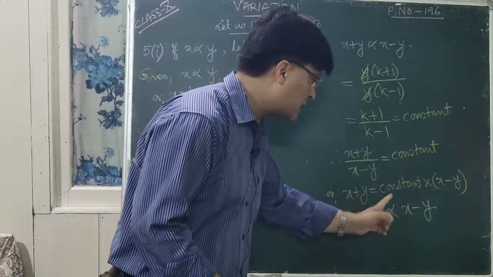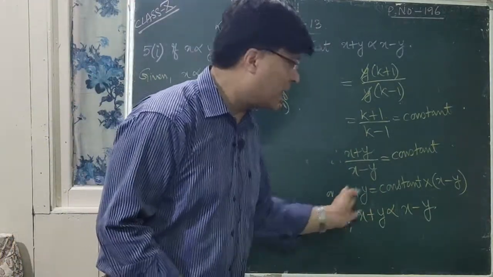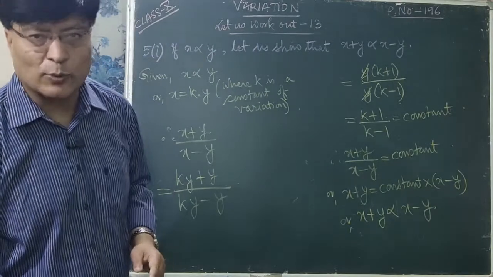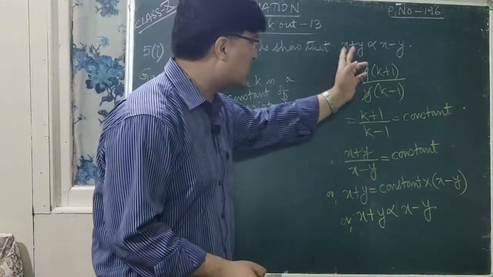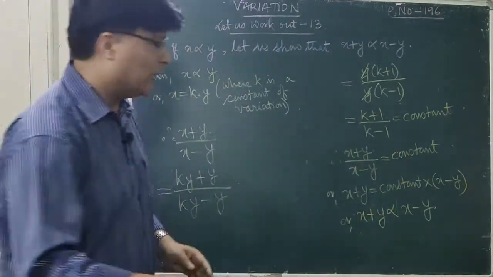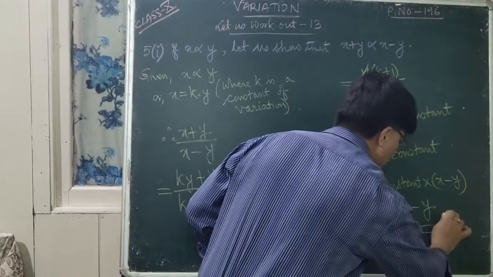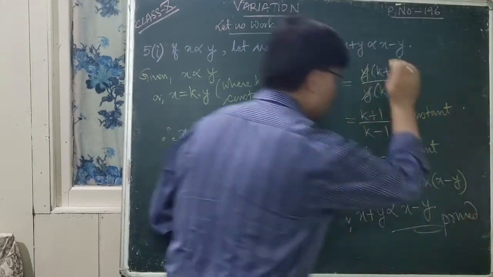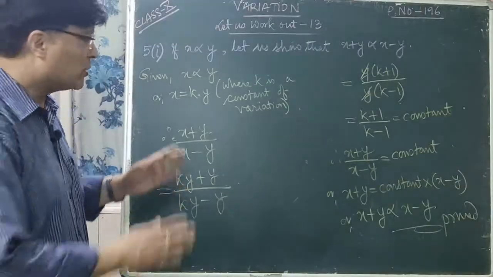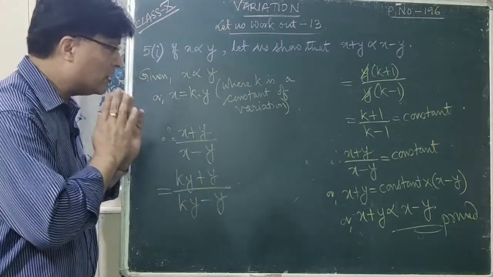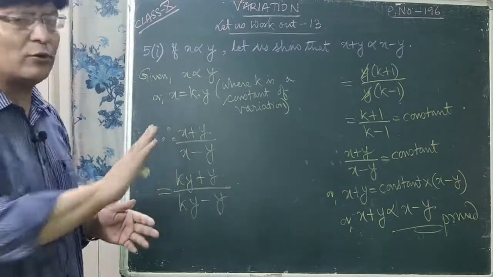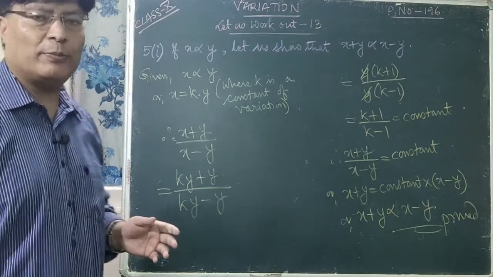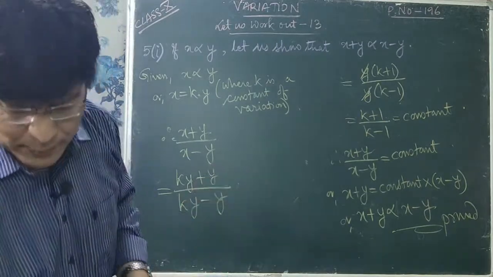The is equal to constant can be replaced by proportional sign here, and on the right hand side there is x minus y. So we have proved that this x plus y is proportional to x minus y. So it is proved. So I think you have understood it. So this is very very important. तिमीले यो बुझ्नै पर्छ. यो बुझ्यो भने अरु प्रब्लम गर्नु एकदमै सजिलो पर्नेछ. ठीक छ? So you can copy it.